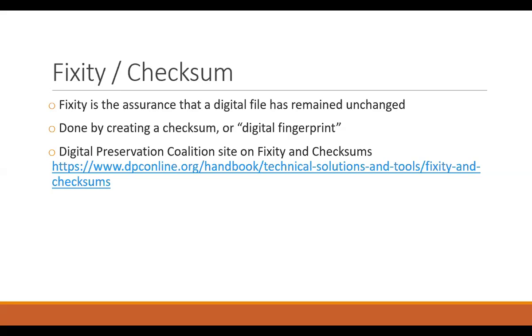And this is done by creating a checksum, which is like a digital fingerprint. And a checksum is a stream of letters and numbers that change if the bit stream changes. And this is generally an automated process using a software tool rather than something that's done by hand. So it may sound a little bit complicated, but it's actually easier than it seems. I've included a link here to the Digital Preservation Coalition Handbook's section on fixity and checksums. And this discusses some of the tools that are available for this.